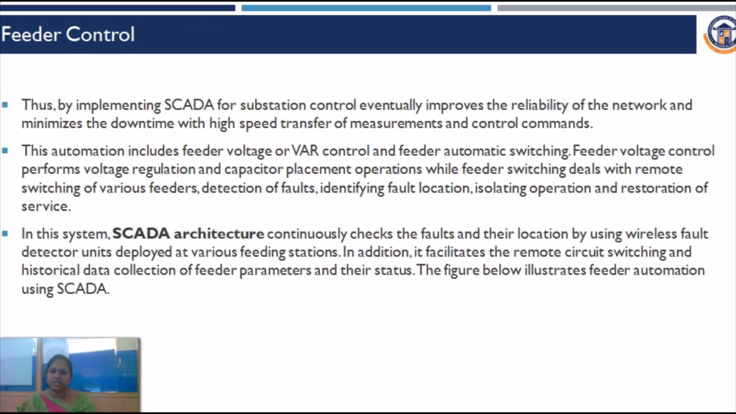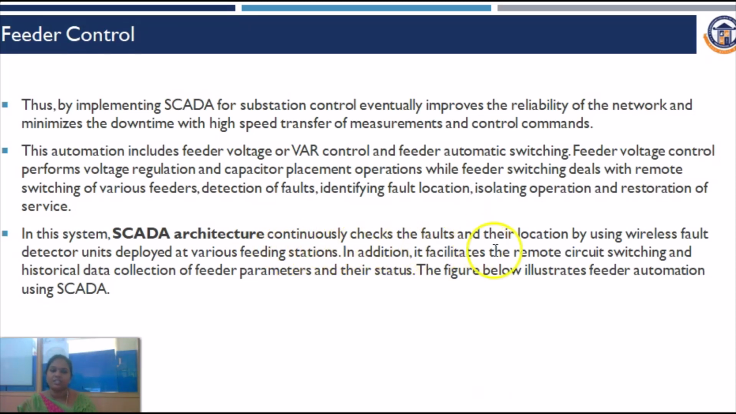So, the next categorization is feeder control. Implementing SCADA for this automation includes feeder voltage or VAR control and feeder automatic switching. Feeder voltage control performs voltage regulation and capacitor placement operations, while feeder switching deals with the remote switching of various feeders and the detection of faults, identifying fault location, isolating operation, and restoration of services. So these things can be possible using the SCADA architecture.